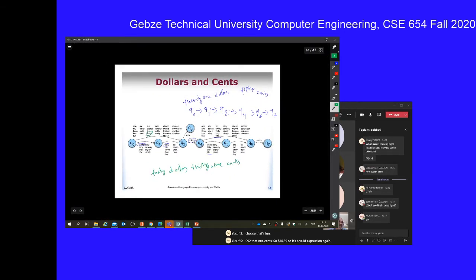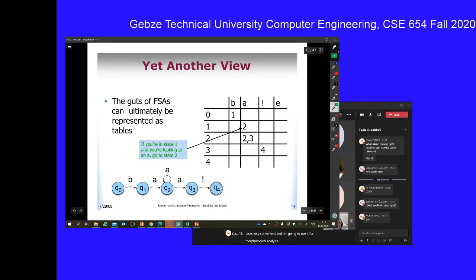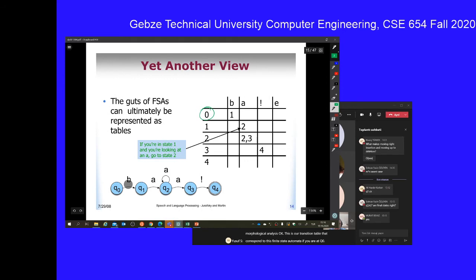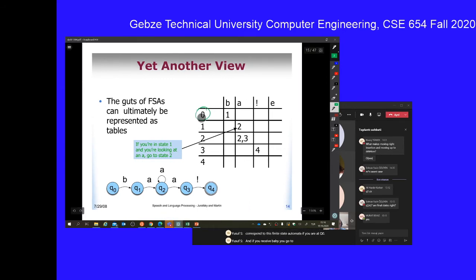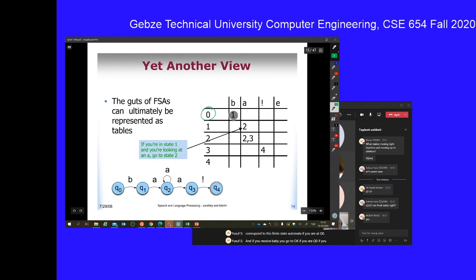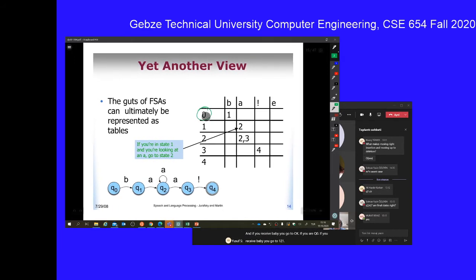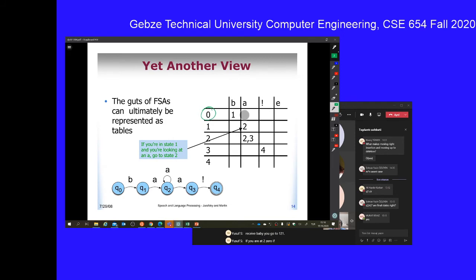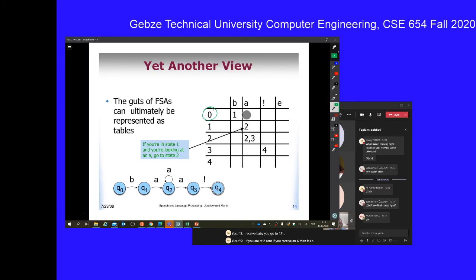So I use this to generate a valid English expression. Finite state automata can be used for both generation and recognition tasks. Very convenient. And I'm going to use it for morphological analysis. This is our transition table that corresponds to this finite state automata. If you are at Q0 and you receive a B, you go to Q1. If you are at Q0 and you receive an A, it's a reject. I cannot go anywhere.